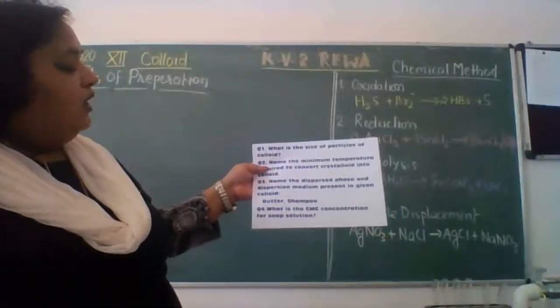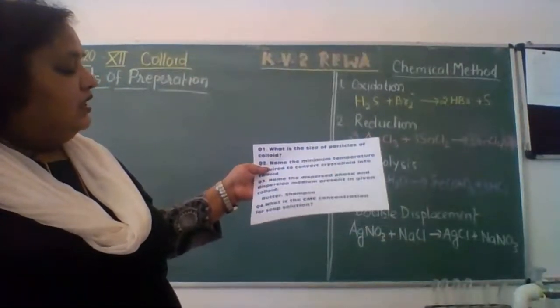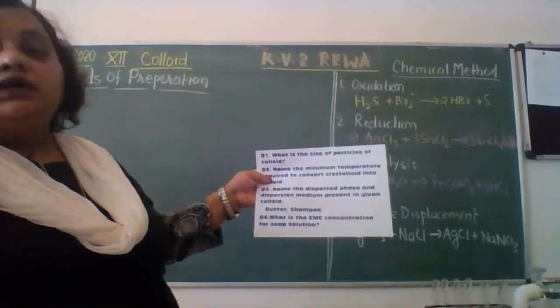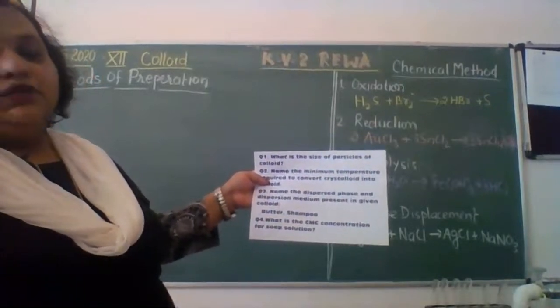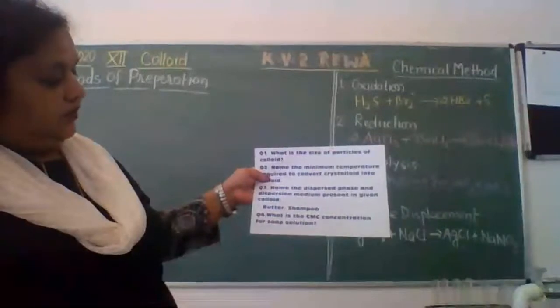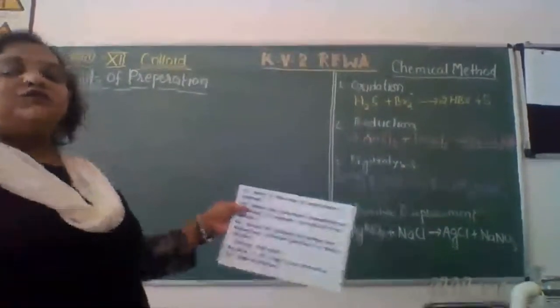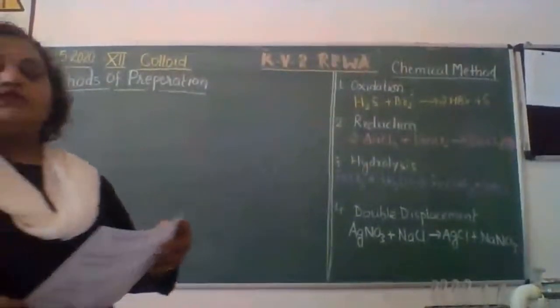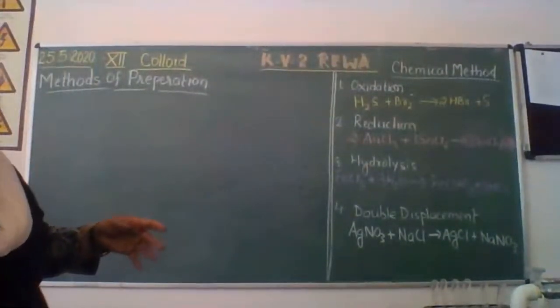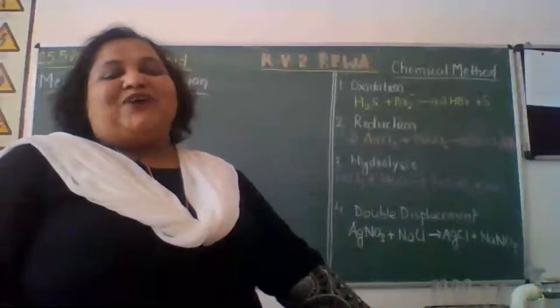Last one, what is the CMC concentration? The CMC represents here the critical micelle concentration, and its value here is 10 to the power minus 4 to 10 to the power minus 6 molar. How many of you scored 5 out of 5?